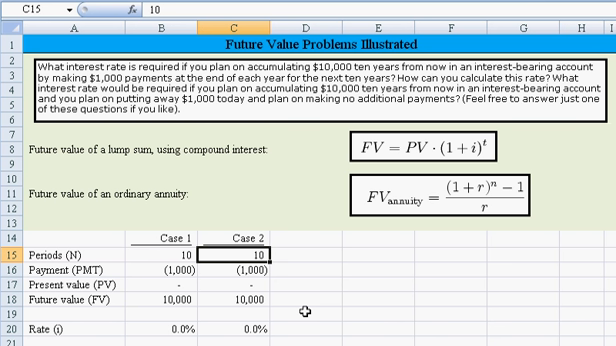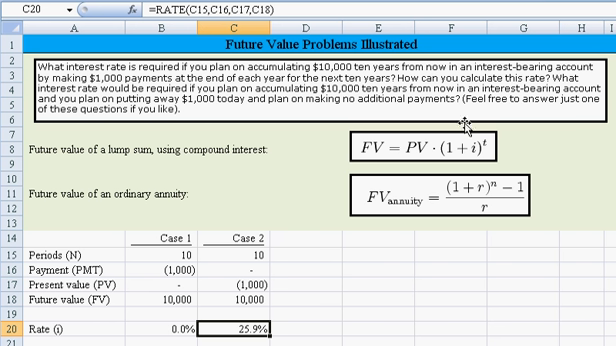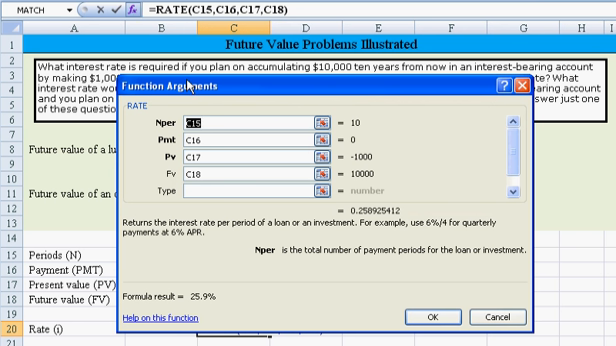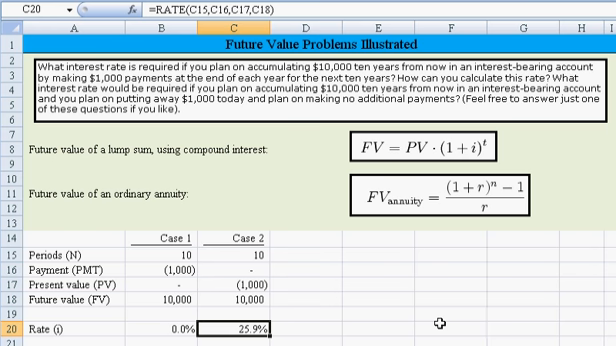And case 2 is the case where we're saying we're planning on accumulating $10,000 10 years from now in an interest-bearing account, and you plan on putting away $1,000 today. Okay, so $1,000 today goes here, but we're making no other payments. So I'll put we're giving up $1,000 here, and then this becomes 0 because there are no other payments. And you see that our formula becomes about 25.9. We could get more exact if you want, but I think 25.9 is close enough. And if I hit the F2 key, hit the function editor, we see it calculated the 0.259, or 25.9%, using the new parameters that you see up there.